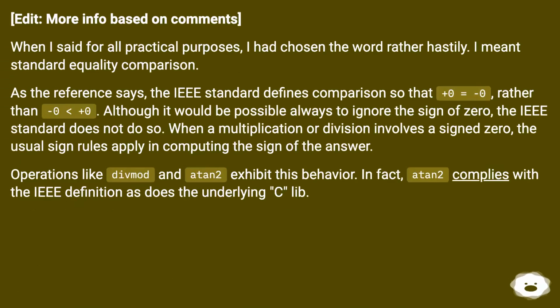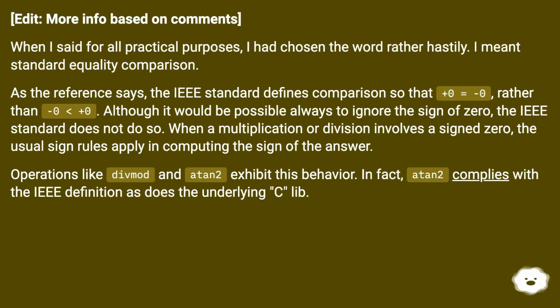Edit, more info based on comments. When I said "for all practical purposes," I had chosen the words rather hastily. I meant standard equality comparison. As the reference says, the IEEE standard defines comparison so that +0 equals -0, rather than -0 being lower than +0. Although it would be possible always to ignore the sign of 0, the IEEE standard does not do so.